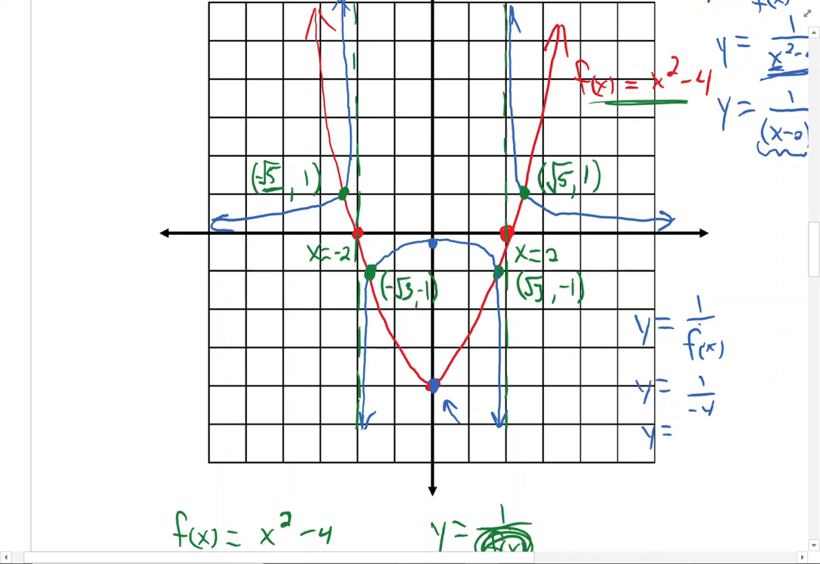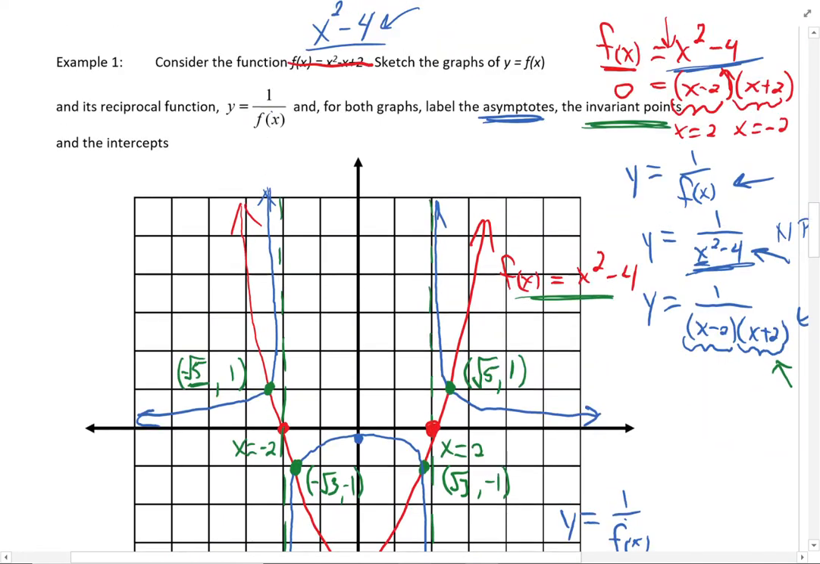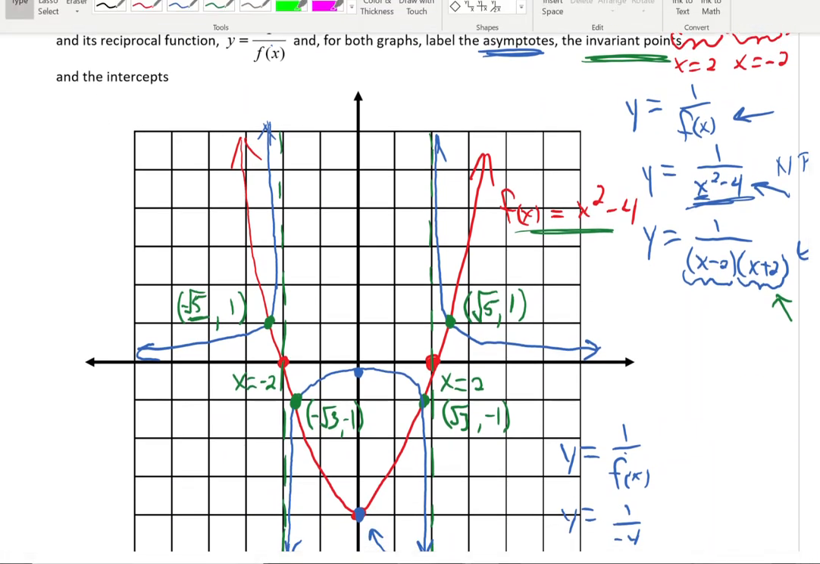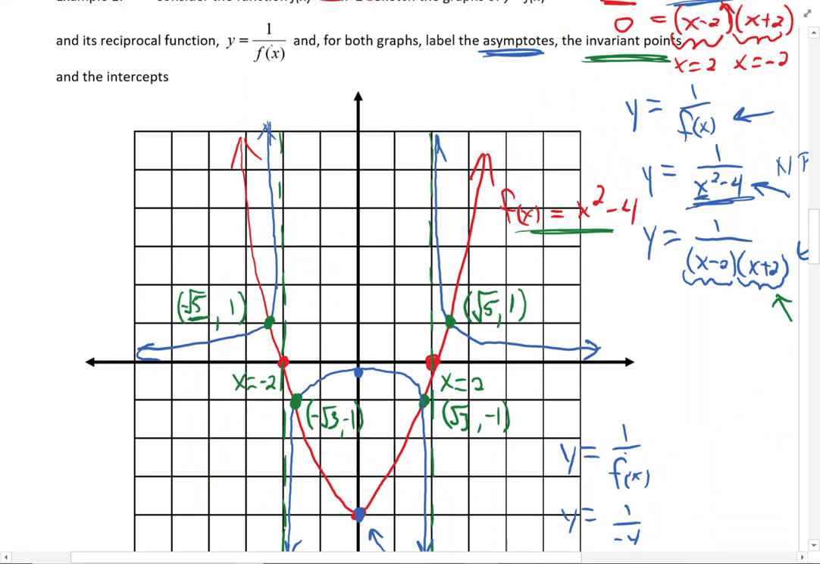All right, so we got our invariant points, so we labeled those. What's next? The intercepts. We really did that already. Our intercepts here, maybe I'll make it red, are also going to be at x is equal to 2 and x is equal to negative 2. They would be the same as our vertical asymptotes there.